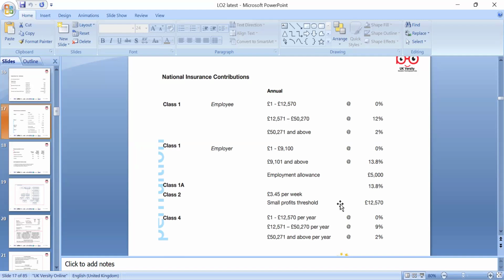For the employer, 1 to 9,000 is 0. If you are earning more than 9,000, the employer needs to pay 13.8% NI contribution. The employment allowance is 5,000. We can look at the 13.8%, class one, and the small profit threshold. These we need to look at, please.